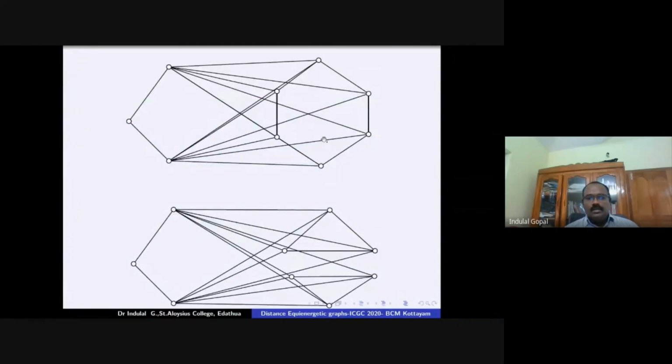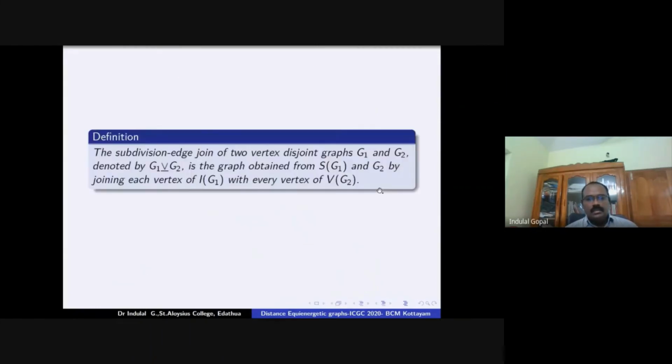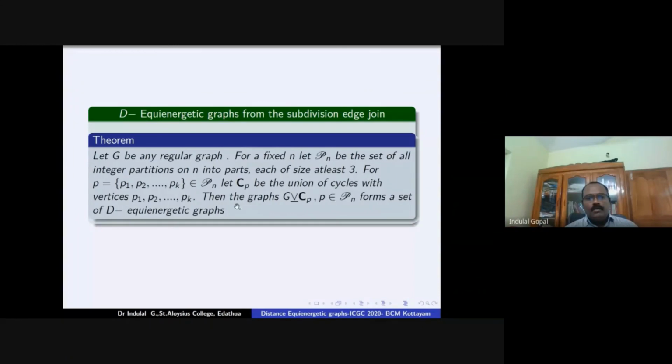These are two examples with n equal to 6. This is in fact K2 subdivision vertex join C6, and this is K2 subdivision vertex join C3 union C3. They are equi-distance energetic. Another operation we proposed in the same paper is the subdivision edge join of two vertex disjoint graphs, obtained by joining every vertex of SG1 corresponding to the edges of G1 to the vertices of G2. And here also we have a family of D equi-energetic graphs.